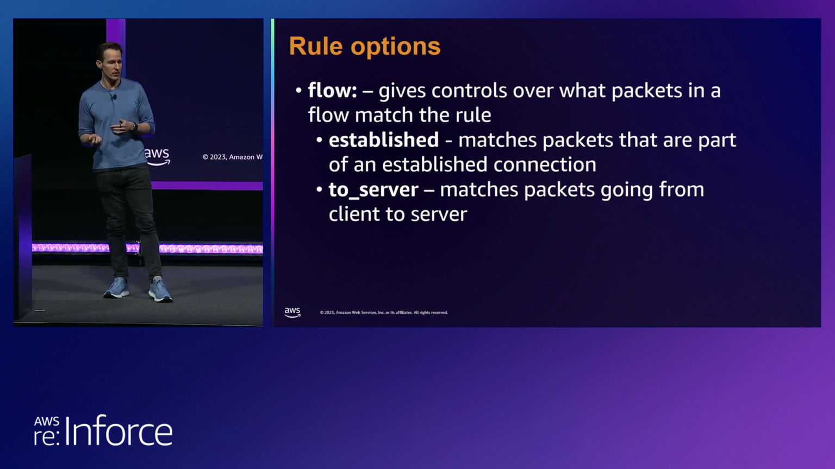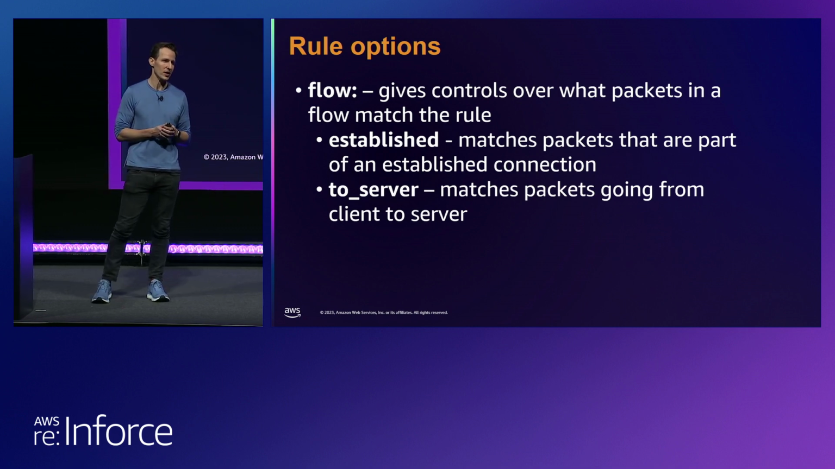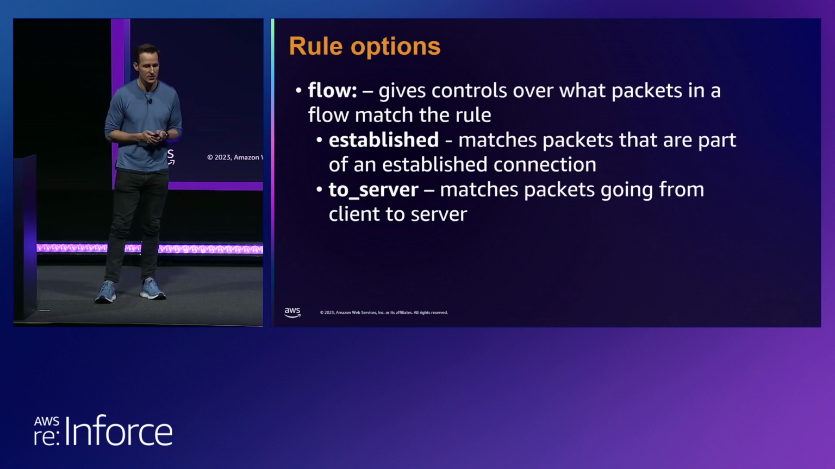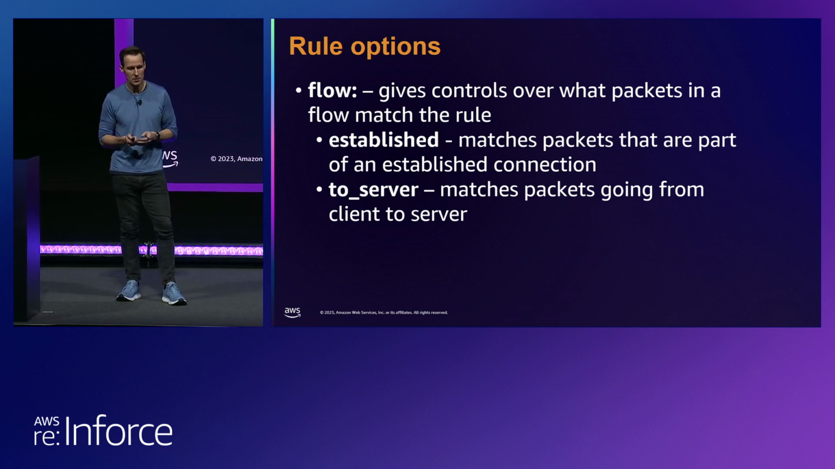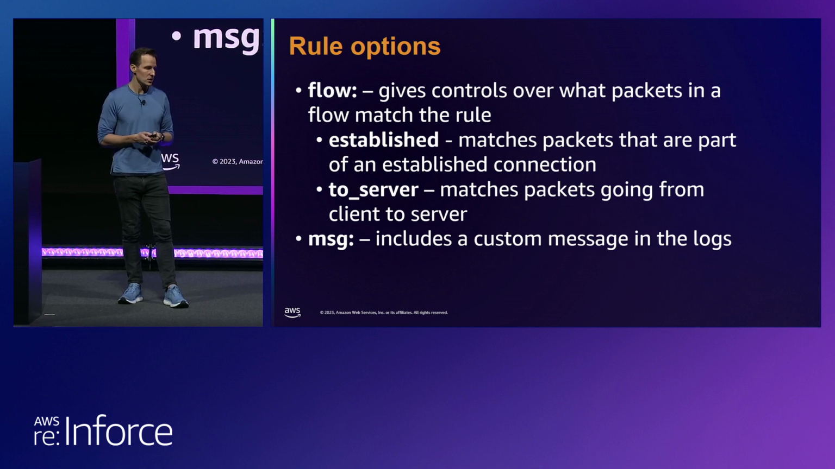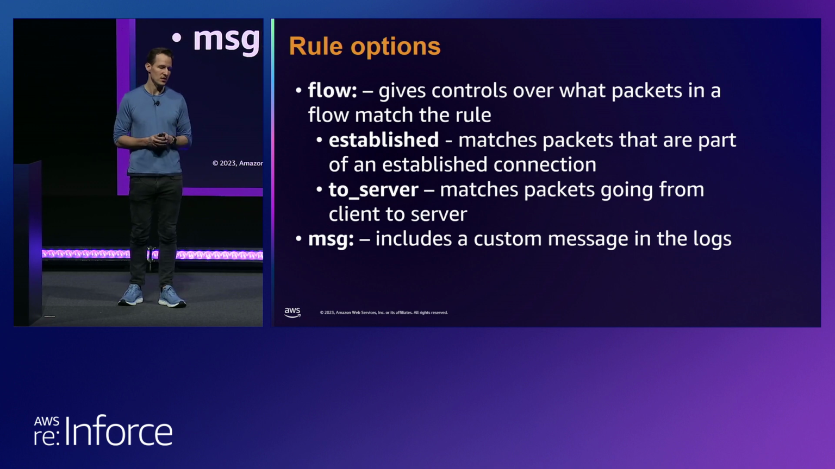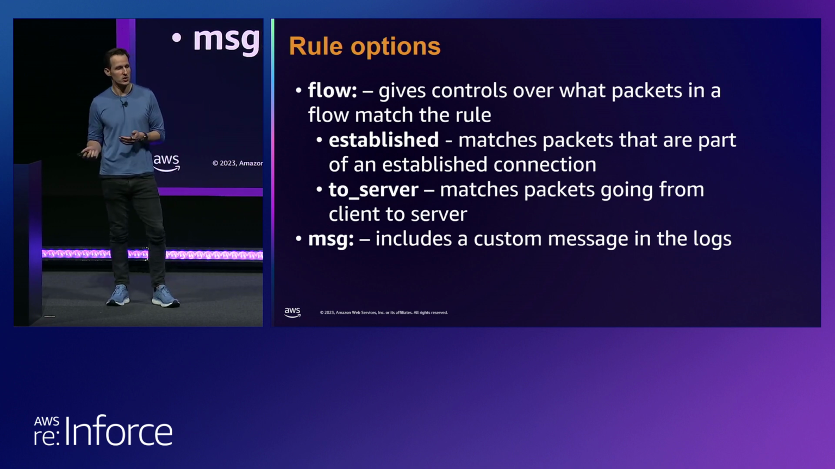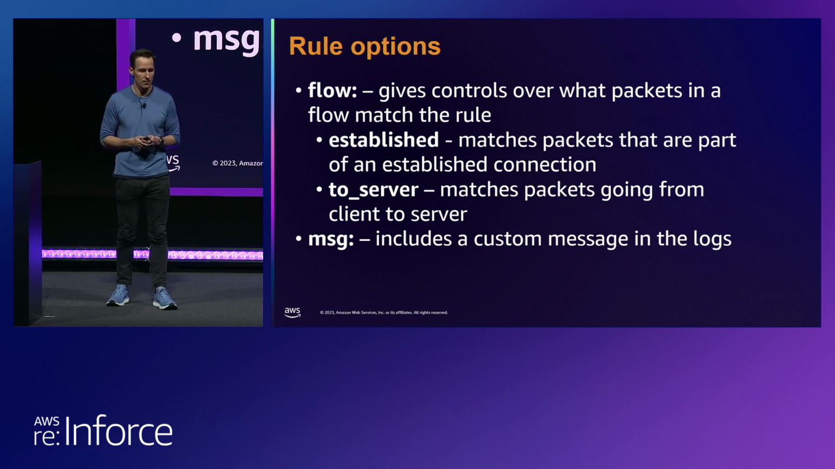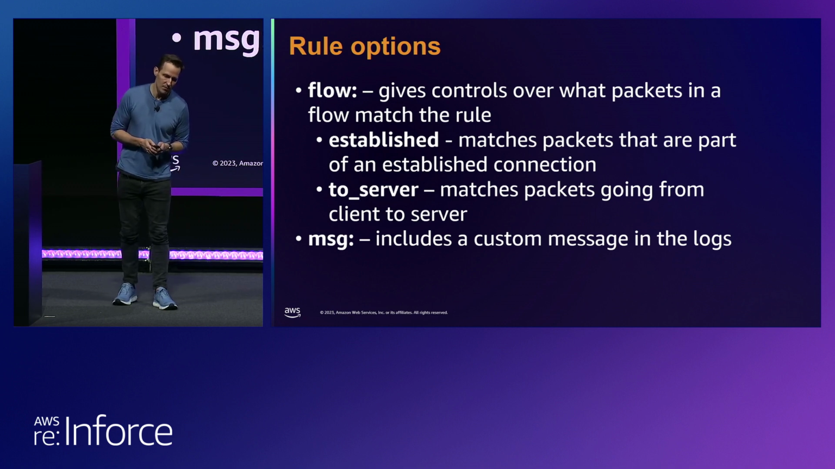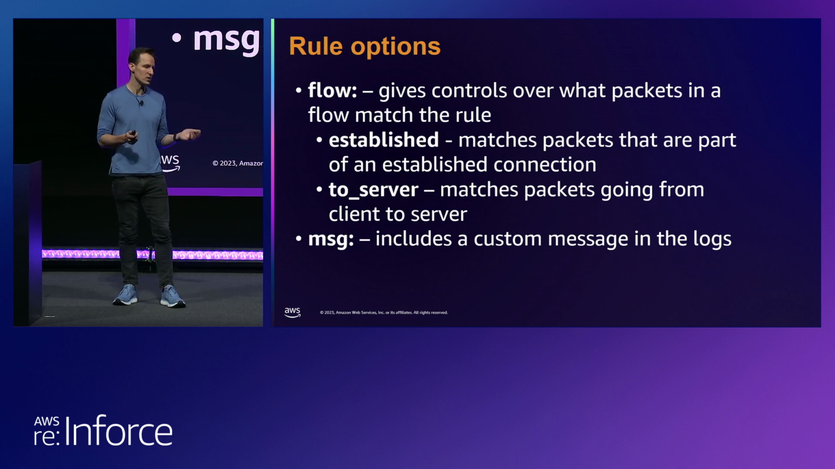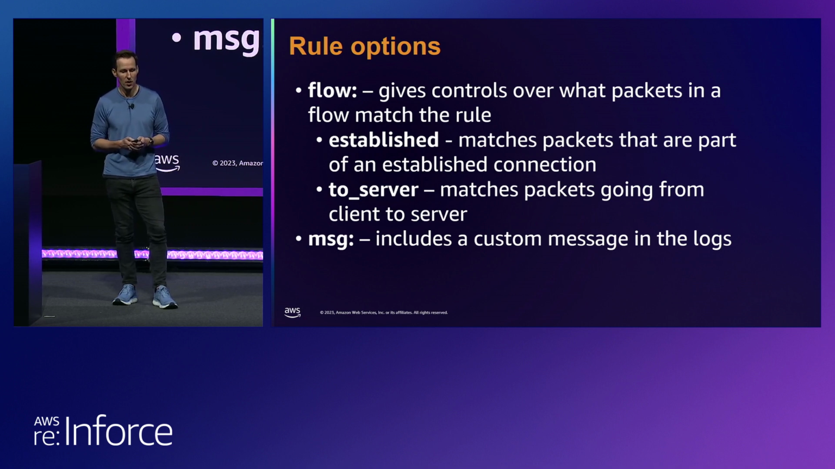Jesse also talked about the to_server. This just makes it very clear which direction the traffic is flowing and adds some predictability to the rules. We can also put in a message field within it. The recommendation here is that you put in something that's informative. We do see some customers actually put, say, a ticket number associated with a rule being approved or something like that as a way of tracking it. But anything you put in here is going to be part of your logs, so it makes it easier to find and figure out what was going on if you have something informative here.